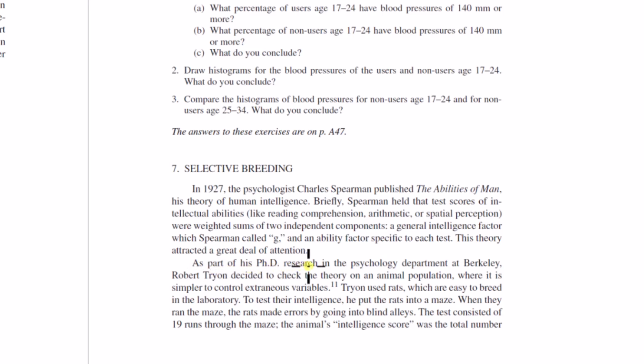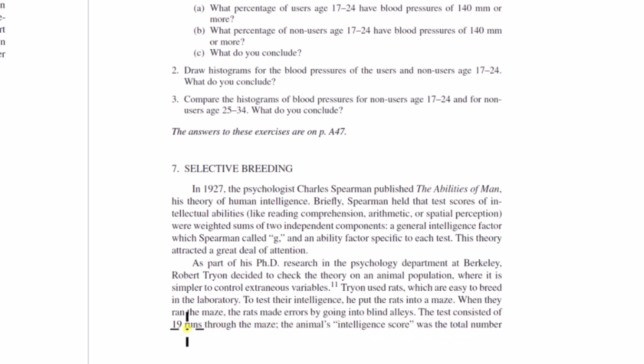As part of his PhD research in the psychology department at Berkeley, Robert Tryon decided to check the theory on an animal population where it is simpler to control extraneous variables. Tryon used rats, which are easy to breed in the laboratory. To test their intelligence, he put the rats into a maze. When they ran the maze, the rats made errors by going into blind alleys.